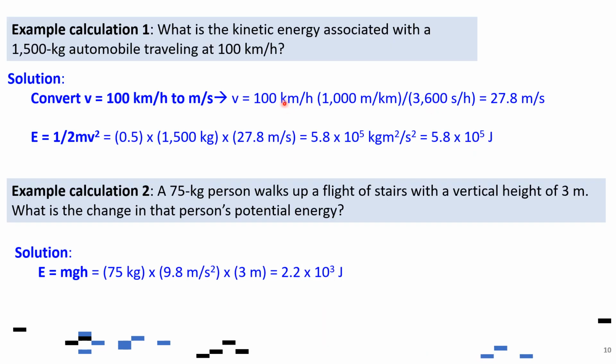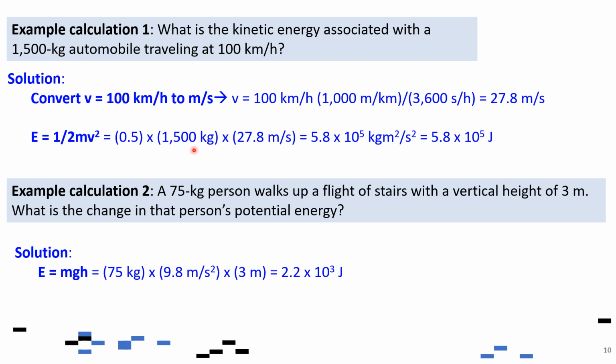We can have an example conversion or sample calculations for both types of energy. The first question is, what is the kinetic energy associated with a 1,500 kilogram automobile traveling at 100 kilometers per hour? It's a pretty direct input of values. So what is the formula for kinetic energy? Energy equals 1/2 mv squared. So 1/2 is 0.5. The mass is given, which is 1,500 kilograms.